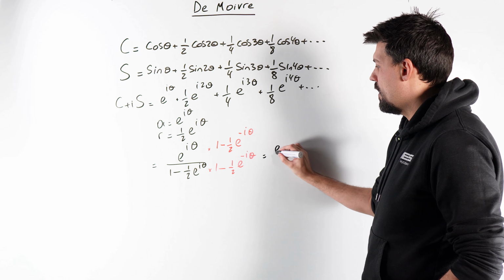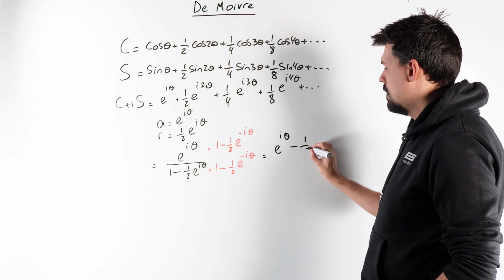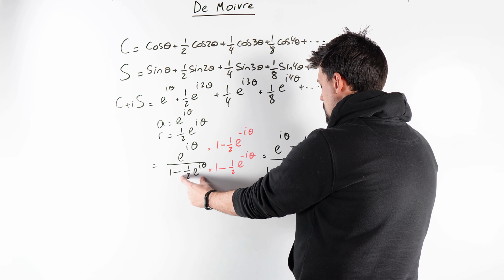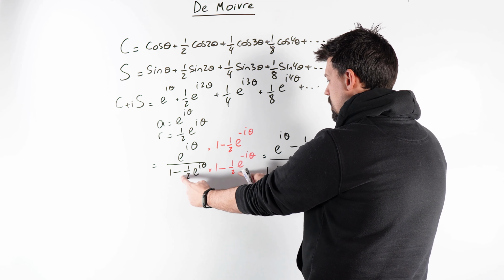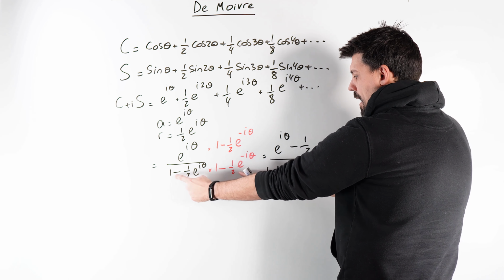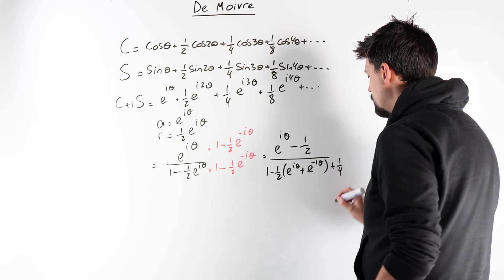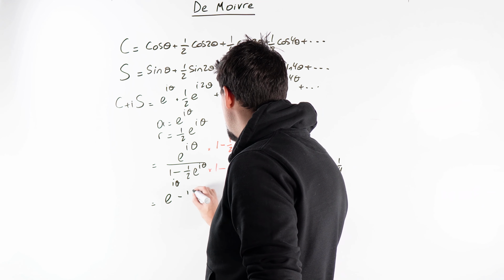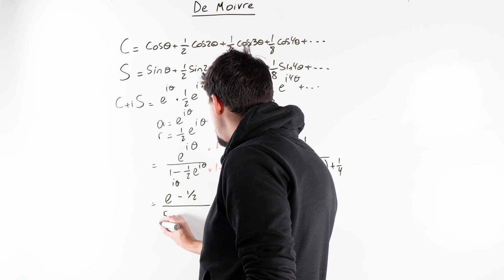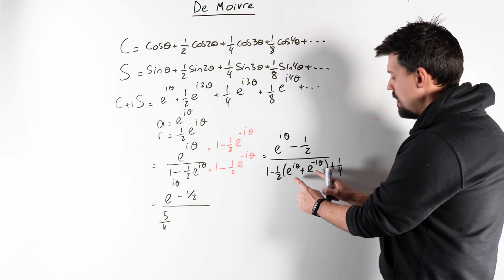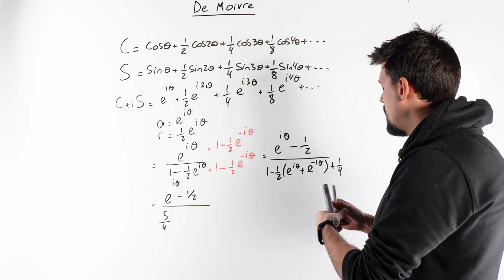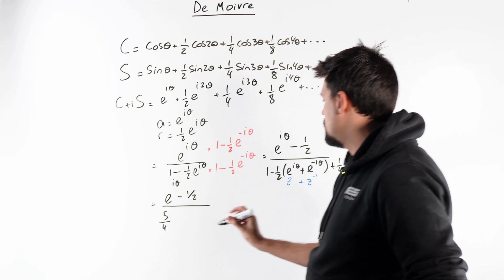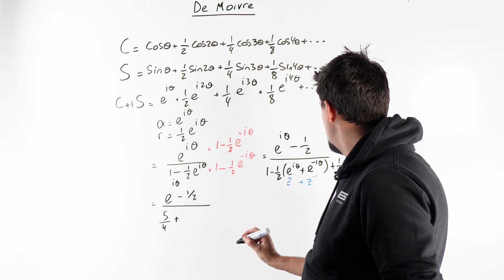So we end up with e to the i theta minus 1/2 in the numerator. I end up with a 1 minus 1/2 e to the i theta. We get another minus 1/2 there, and I get plus 1/4. So we put this together, which is e to the i theta minus 1/2 over 5/4. And again, we'll see we've got these same ideas time and time again. That's a z minus 1. So that's a 5/4 plus cos theta.